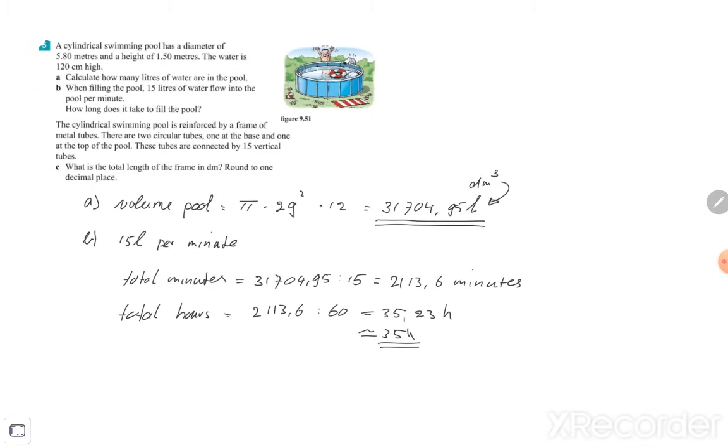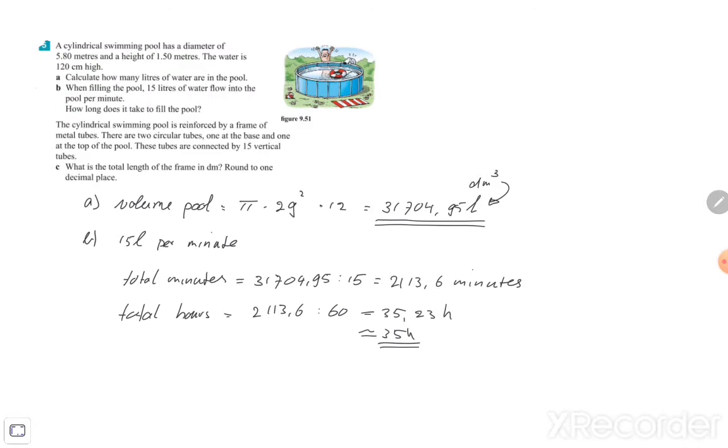Let's look at exercise C. The cylindrical swimming pool is reinforced by a frame of metal tubes. There are 2 circular tubes, one at the base and one at the top of the pool. These tubes are connected by 15 vertical tubes. What is the total length of the frame in decimeters, rounded to 1 decimal place?